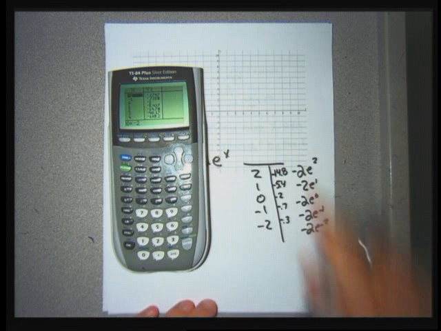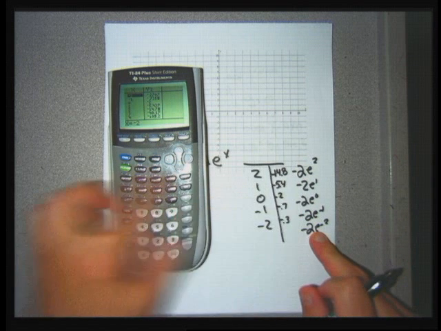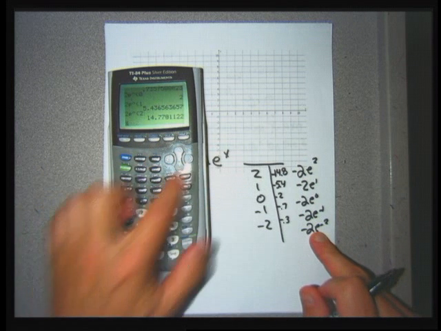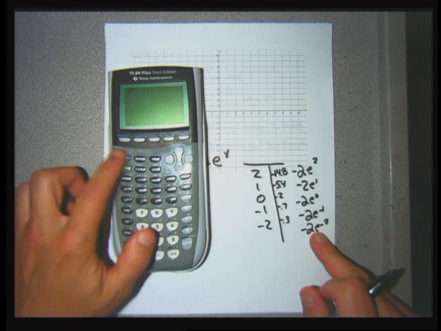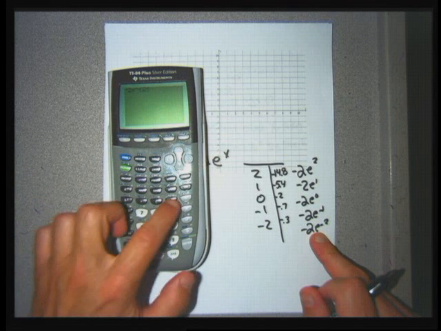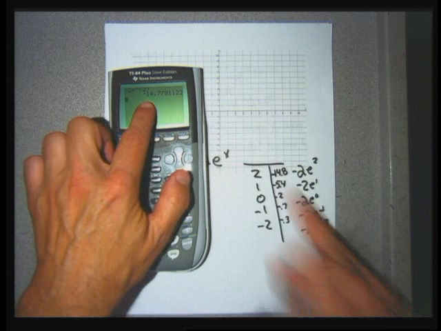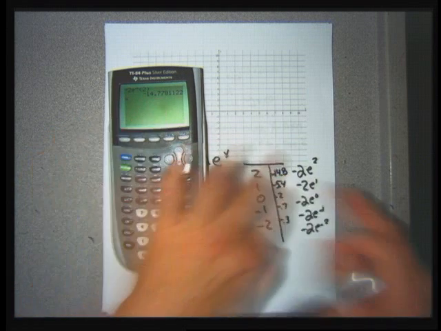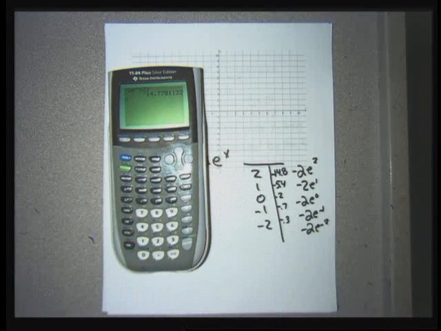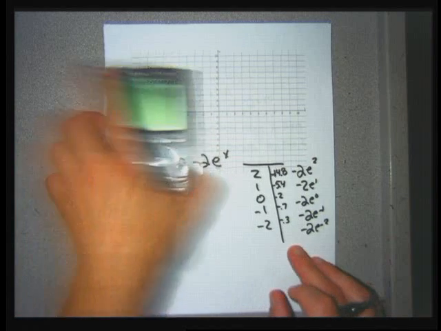Or I could do each one of these separately. Like if I did negative 2 second ln e squared and hit enter, it's going to give me this negative 14.8, and I can get the y's one at a time, or I can cheat on my calculator a little bit.